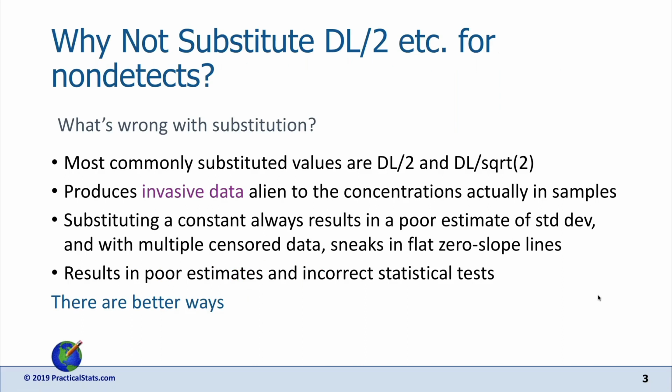So why not put in 1/2 the detection limit or something similar? The commonly substituted values, 1/2 is used in water quality for whatever reason. Someone decided a long time ago that, oh, I don't know where it is between 0 and the detection limit, so 1/2 ought to be as good as anything else. And it is as good or as bad as anything else.